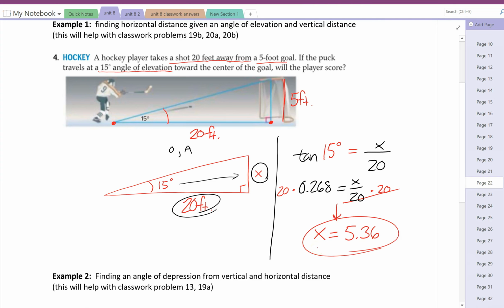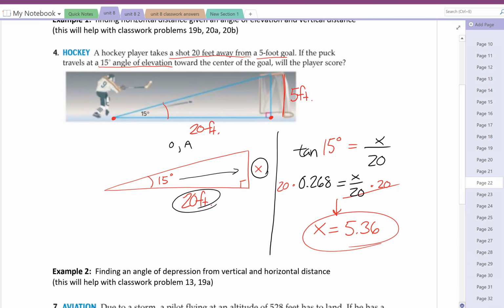All right, so how do we answer this question? Well, what this is saying is that the height of the puck by the time it travels the 20 feet to the goal is going to be more than 5 feet. In other words, the puck is going to fly over the goal, so this person didn't score.